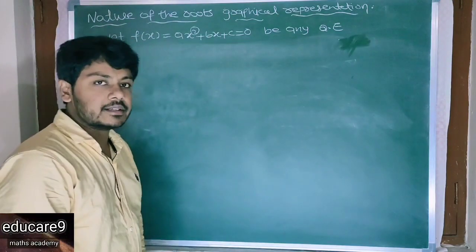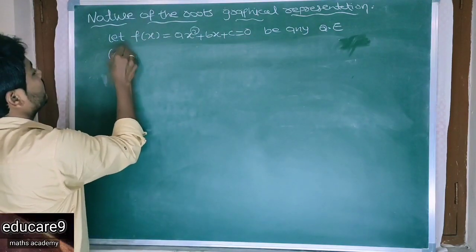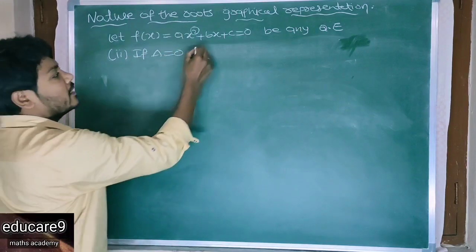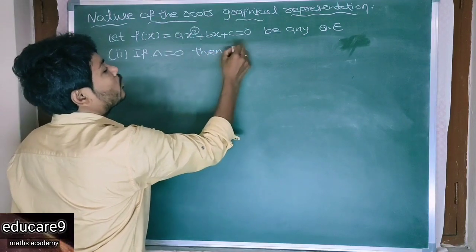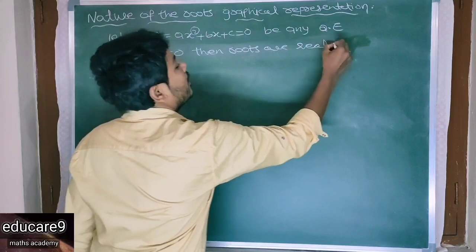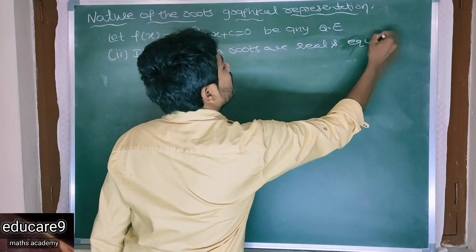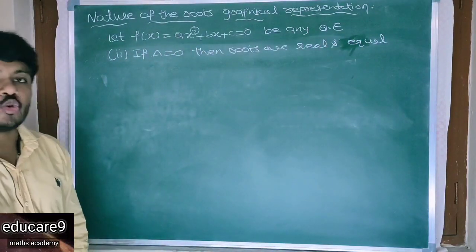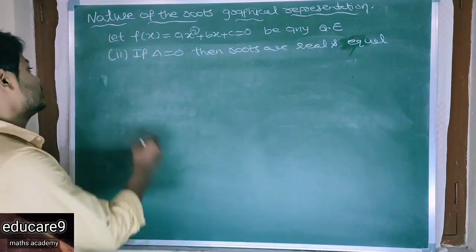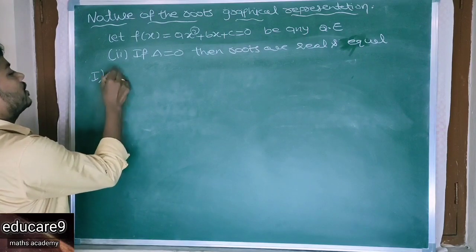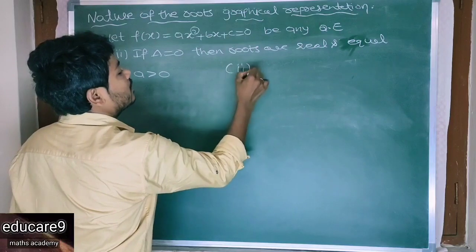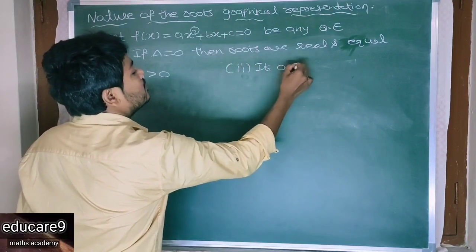Now the second case, if delta is equal to 0, then roots are real and equal. So here also there are two possibilities: if a is greater than 0 and if a is less than 0. First one, if a is greater than 0. Second one, if a is less than 0.